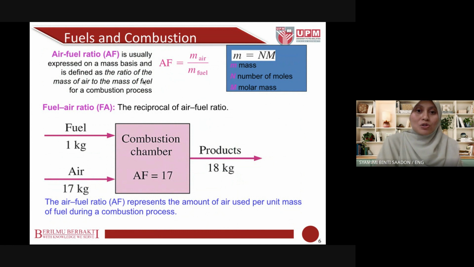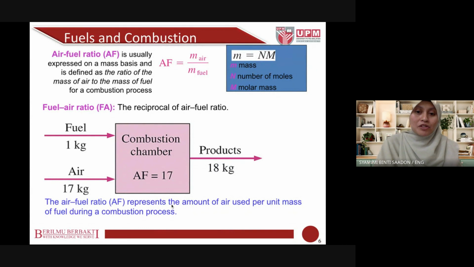So we need to define this air to fuel ratio, or AF, the ratio of the mass of air needed to burn this amount of fuel. The reciprocal, the inverse, is the fuel air ratio, FA. For example, here we have 1 kilogram of fuel and 17 kilograms of air. So the air fuel ratio will be 17 over 1, so we get 17, and the total products will be 18 kilograms, just 1 plus 17.